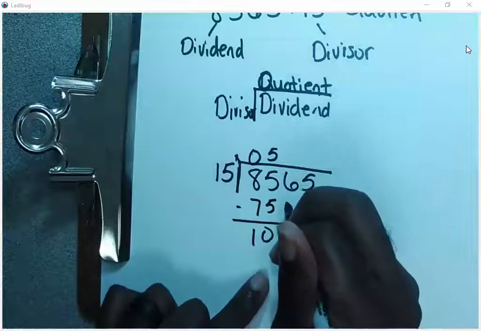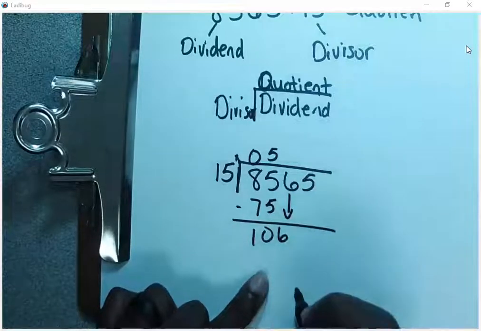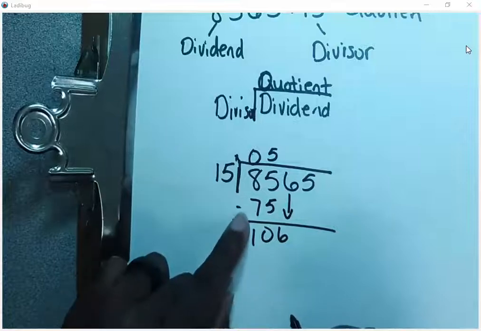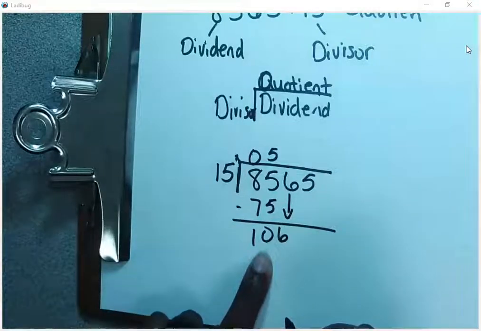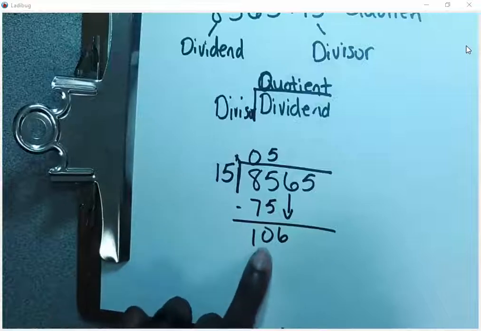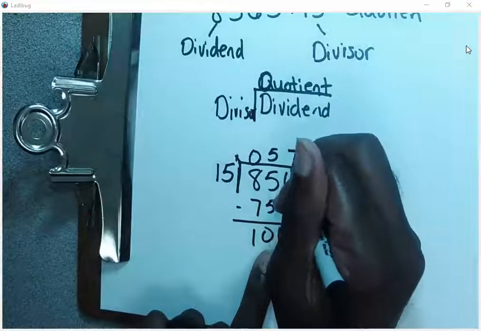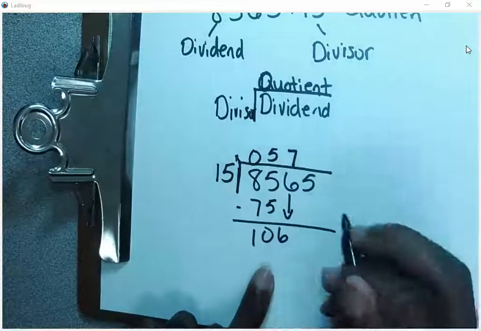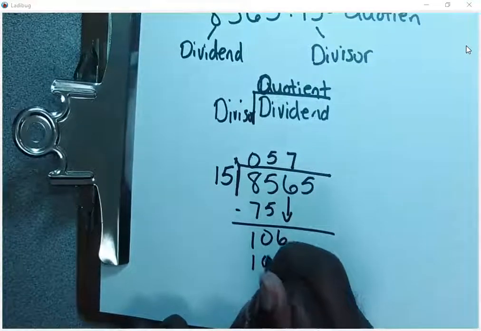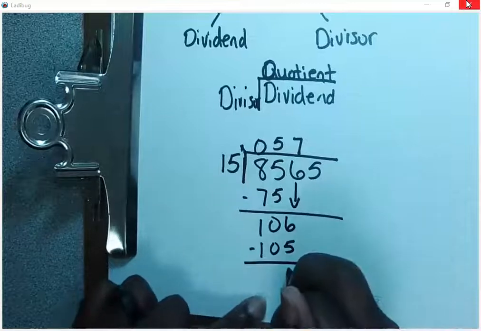Now what I do is I bring down my next number inside my house beside my difference between 85 and 75. So now that 10 becomes 106. Now 15 can fit inside 106 7 times. So my 7 goes here. 7 times 15 gives me 105. I subtract, I get 1.